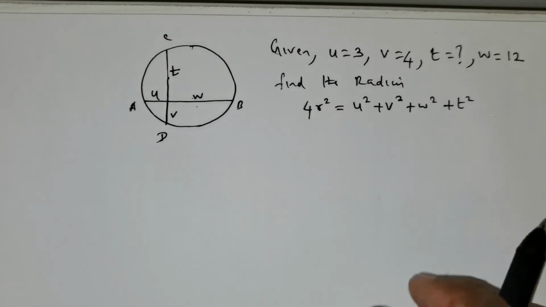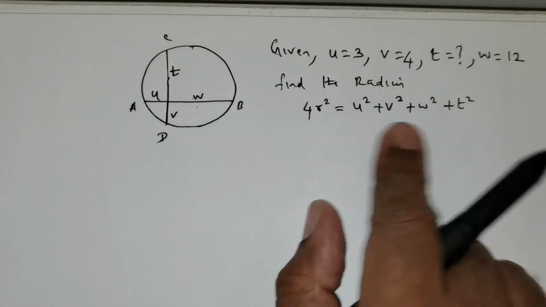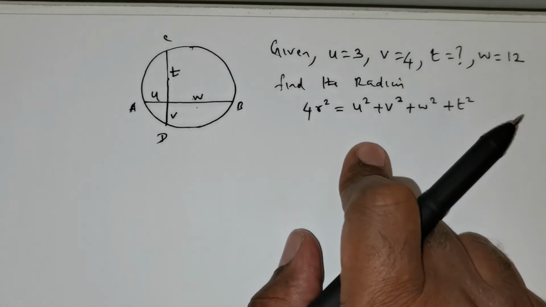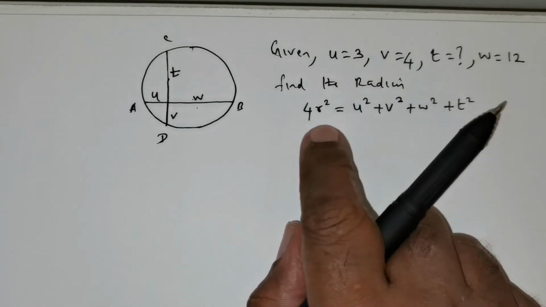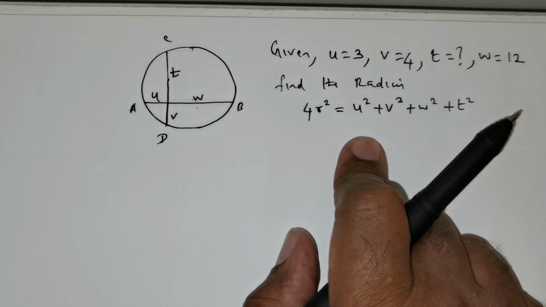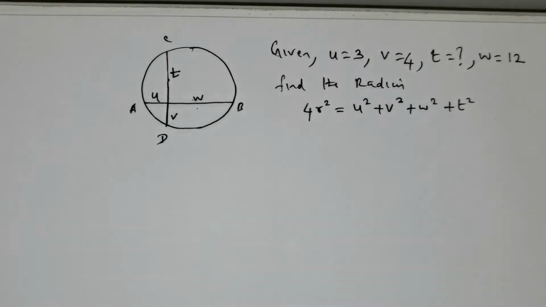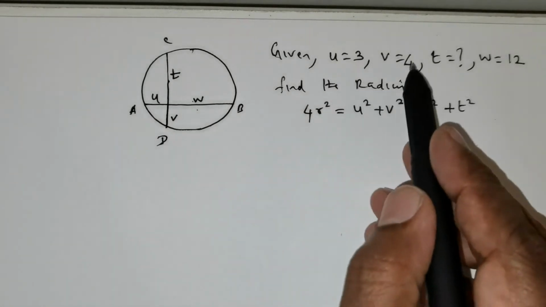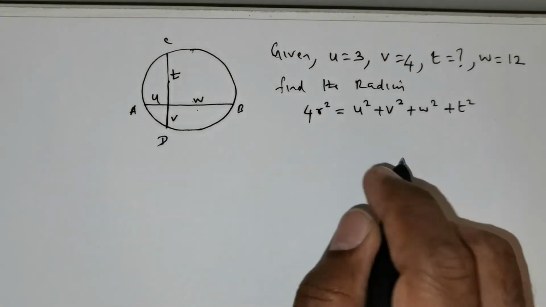Now, I will show you how exactly we got this formula, and the link for this video will be available on this video. You can just do a small review on this formula. So having said that, let us now obtain the radius for the circle. Now clearly we have U, V, and W, but we don't have T.